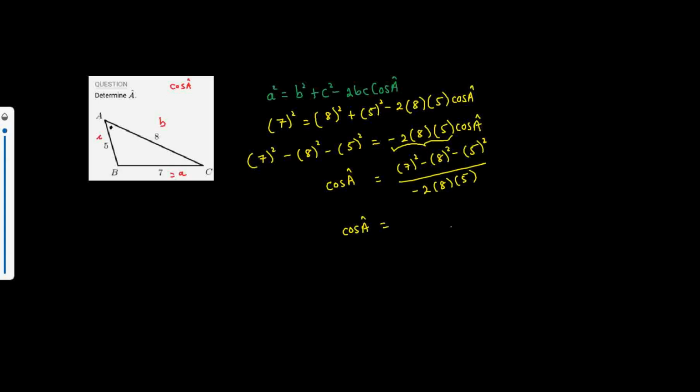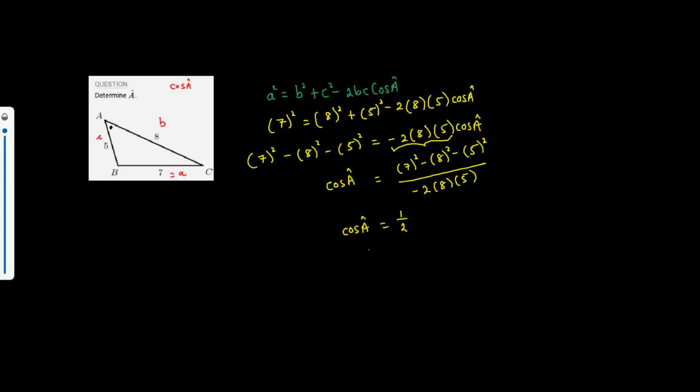So let's enter that into our calculators. We have 7 squared minus 8 squared minus 5 squared. That should give you a negative amount, but remember, negative divided by negative is a positive, so you should end up with a positive quotient. Now that gives you a nice half, right? And remember, angle A is an acute angle, so that's quite nice.